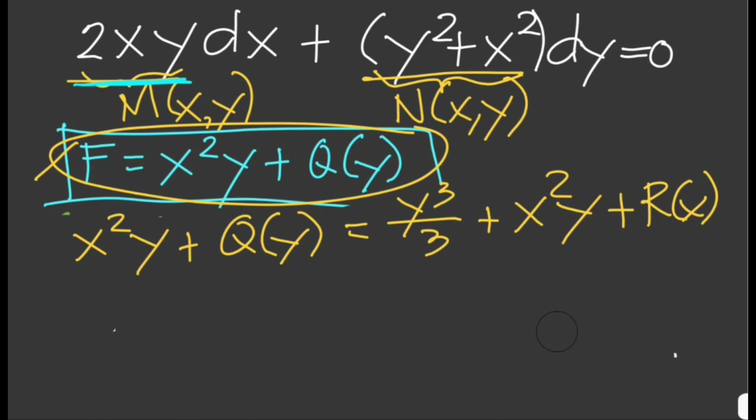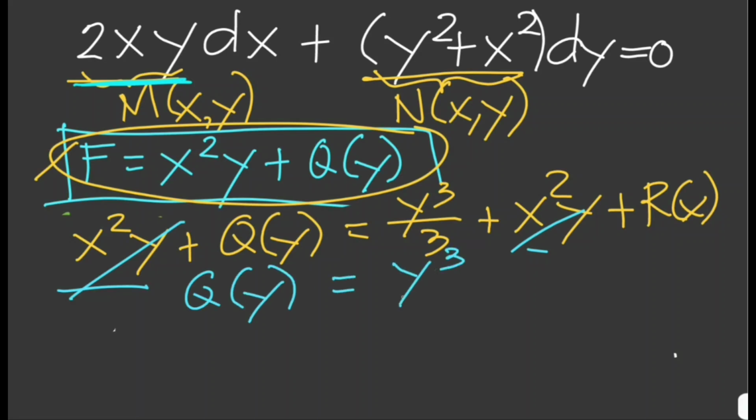And then we get the final solution. All right, let's simplify this. x squared y here and x squared y here on the right will be cancelled out. So we'll be left with q of y equals y cubed over 3 plus r of x.